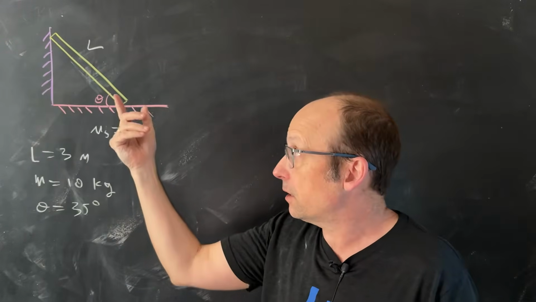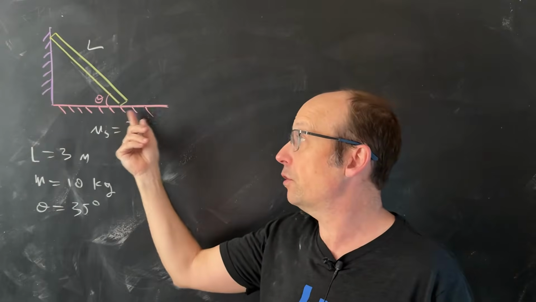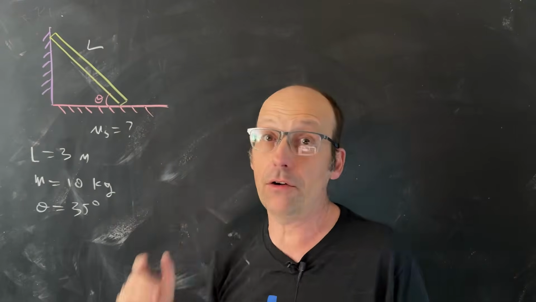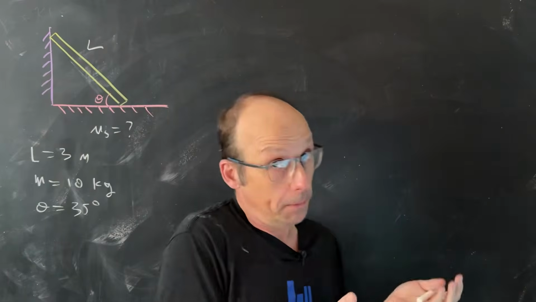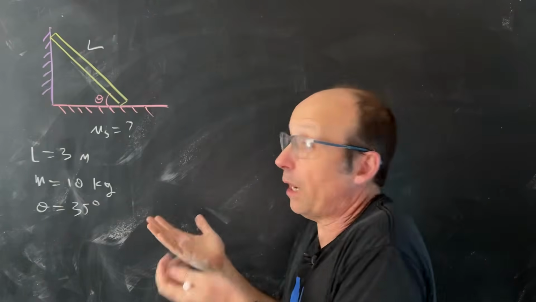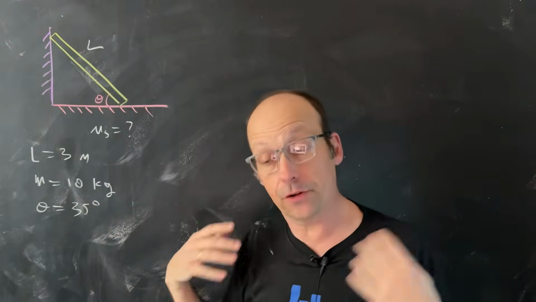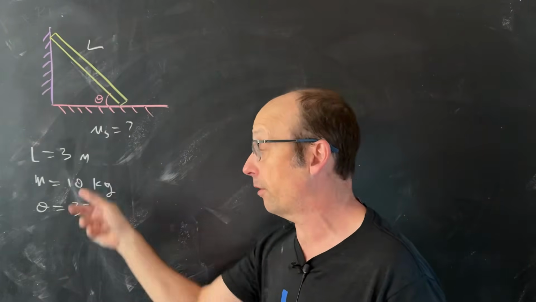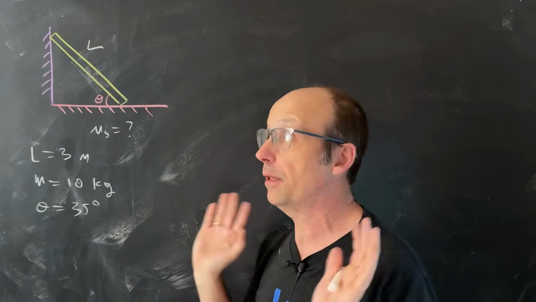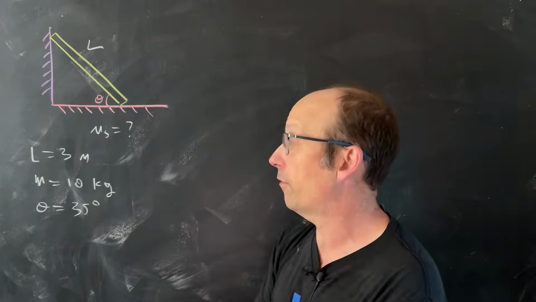So the question is, what's the minimum coefficient of friction for the ground so that the ladder doesn't slip and fall? Because slipping and falling would be bad. Okay, so I actually gave some numbers here because I know everybody likes numbers. We'll put the numbers in at the end. It's a 3-meter long ladder, 10 kilograms. I know that's a little heavy, but it's fine. And then it's at a 35-degree angle.